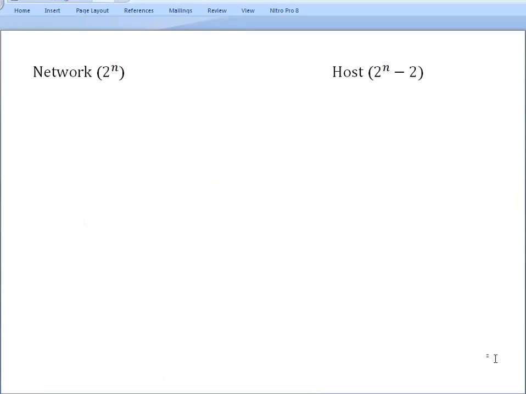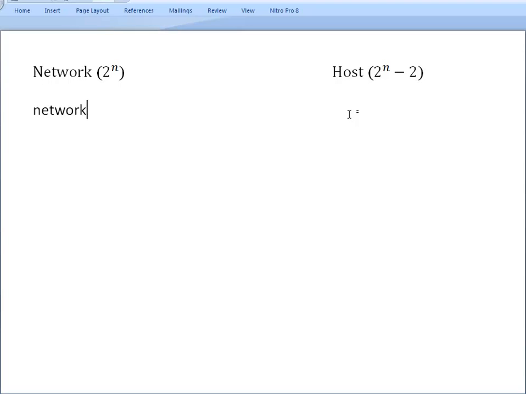Here I have some subnetting formulas. You have to remember them, you have to write them down somewhere. To continue in the networking industry, you really need to know these two formulas. For networks it is 2 to the power n, you can see there. For the hosts it is 2 to the power n minus 2.